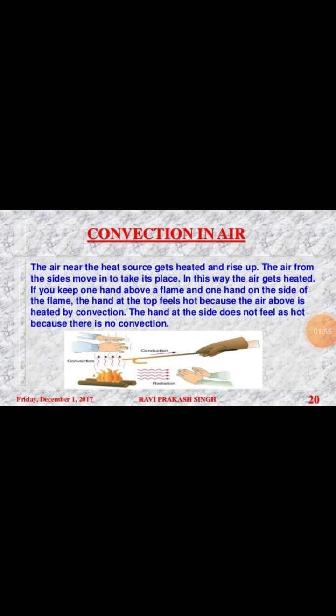The air near the heat source gets heated and rises up. The air from the sides moves in to take its place. In this way, the air gets heated. If you keep one hand above a flame and one hand on the side of the flame, the hand at the top feels hot because the air above is heated by convection. The hand at the side does not feel as hot because there is no convection. Okay, children, this is the difference, and the activity shows it to you.